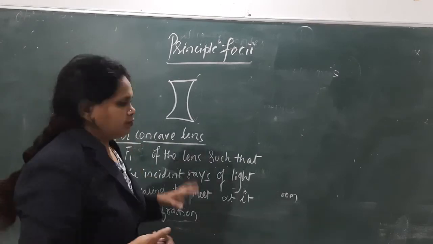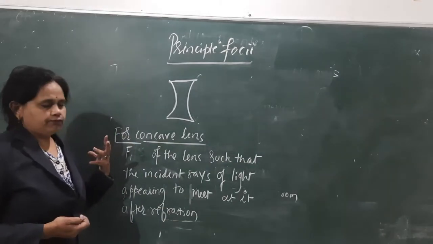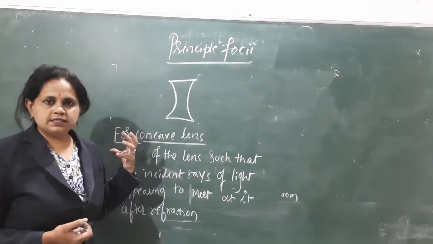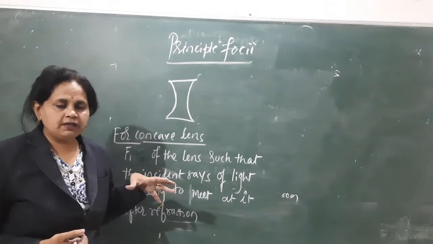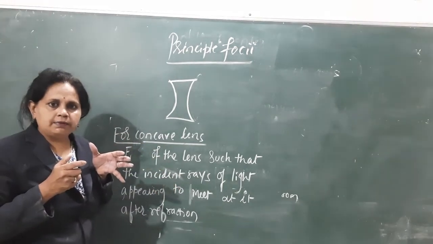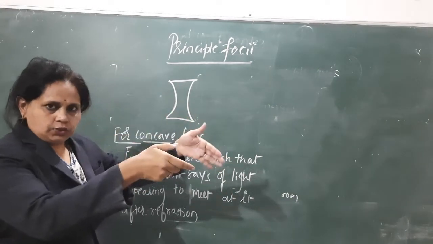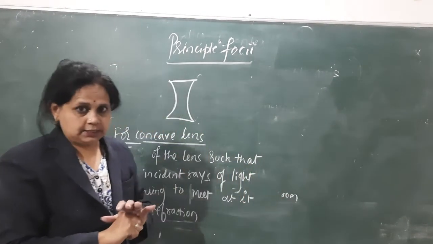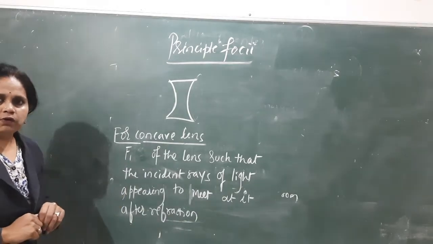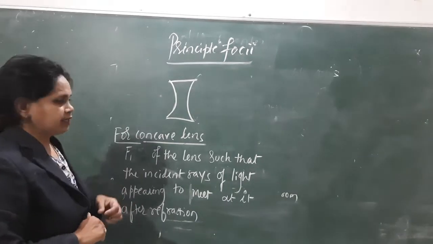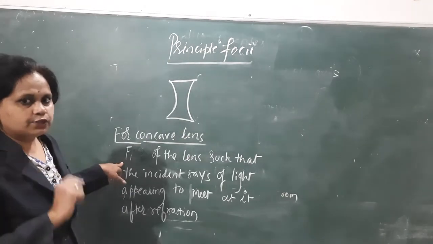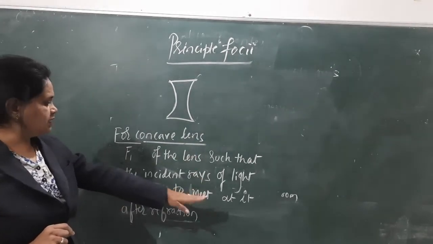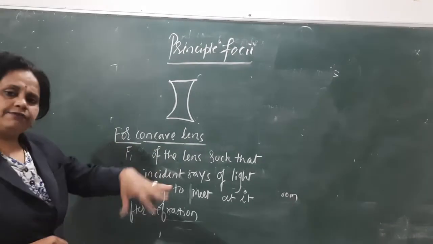Right, children? Now we will understand what the first focal point of a concave lens is. We understood about the convex lens, isn't it? It is the point from where we observe that the rays of light are coming out, passing through the convex lens, and after refraction they travel parallel to the principal axis. Now let us see which is the first focal point to be assumed in a concave lens. F1, the first focal point of the lens, is such that the incident rays of light appear to meet at one single point after refraction.